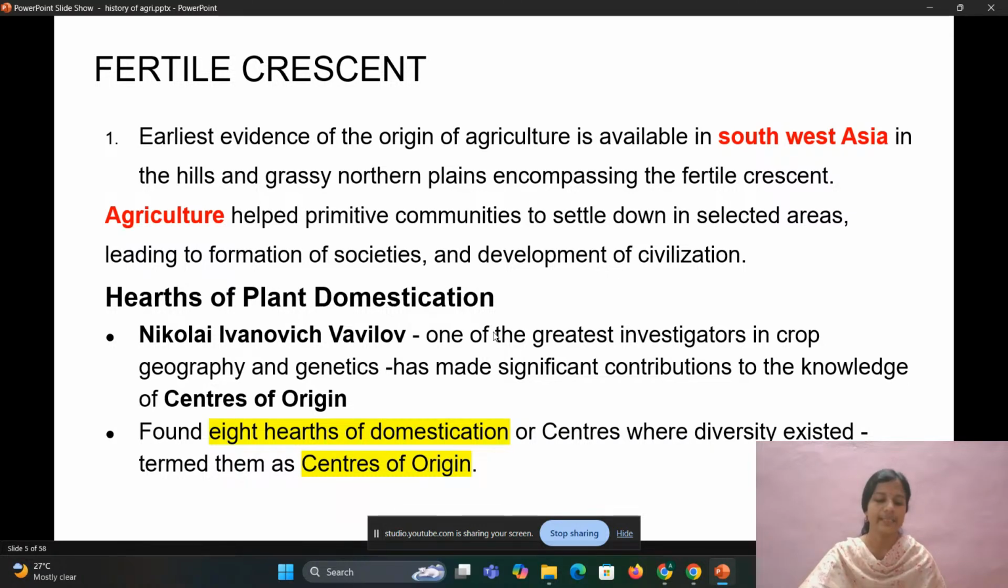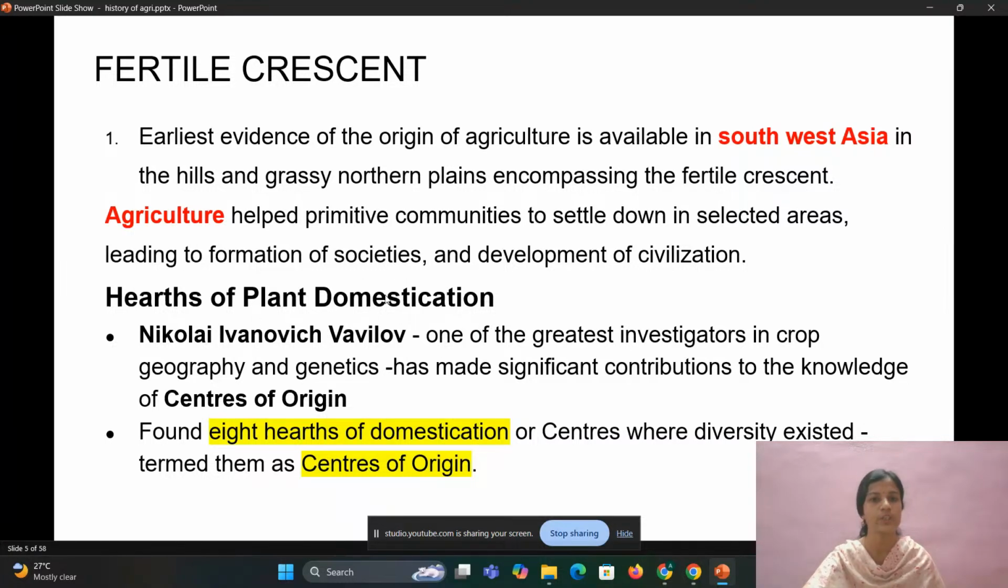Then the next major point in the history of agriculture is regarding the hearths of plant domestication, or the centers of origin. These are places where the plants were first domesticated. We know that our cultivated crop plants evolved from various wild species. So through various selection procedures, trial and error, man domesticated the crop plants, and the places where these crop plants were first domesticated are known as centers of origin.